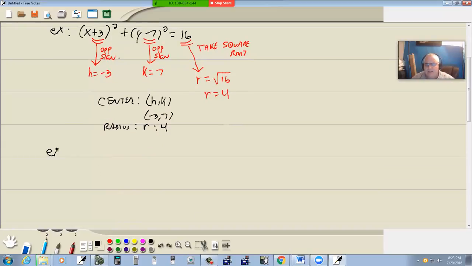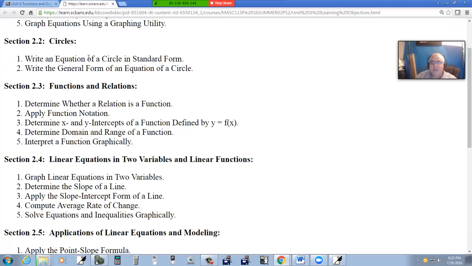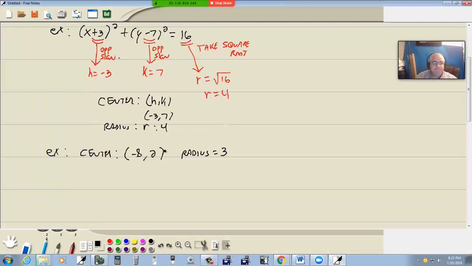Now, on the other hand, if you're given the center to begin with, they say the center is (-8, 2) and the radius is 3. And that's what this first topic is emphasizing: write an equation of a circle in standard form. Well, you have to identify your h, k, and r, and if you're given the center, this is h, this is k, and this will be r. And then you're just going to plug it into your standard form.